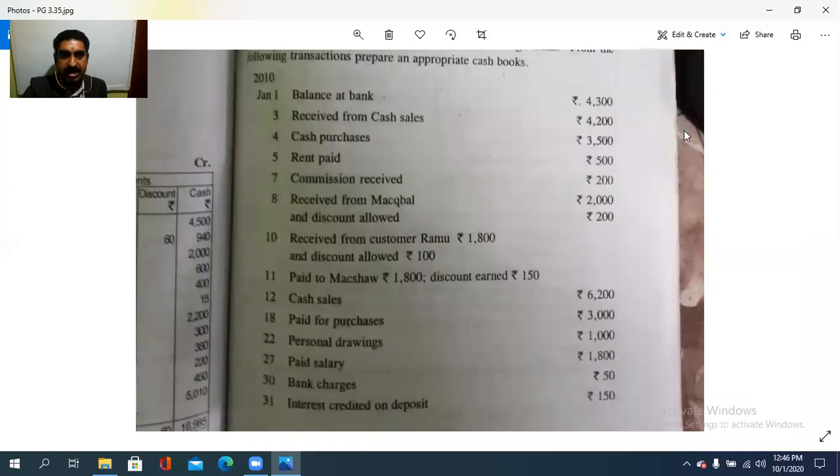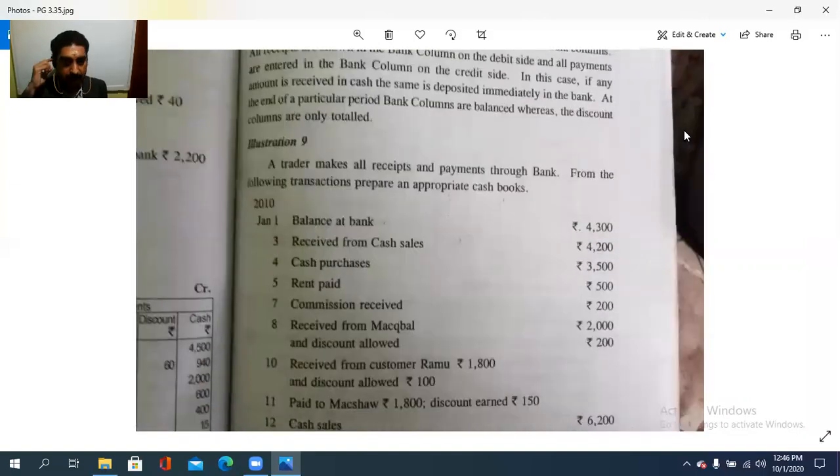Problem. A trader makes all receipts and payments through the bank. From the following transactions, prepare an appropriate cash book. Balance at bank, to balance brought down. Then received from cash sales 4,200, cash purchases 3,500, rent paid 500, commission received 200, received from Macbal and discount allowed 2,200. Received from customer Ramu and discount allowed 1,800 and 100.